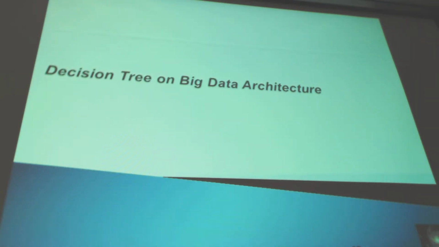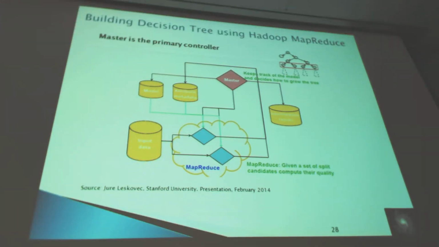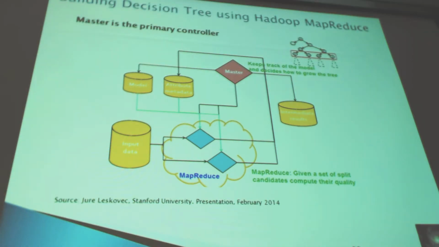Now, how can the decision tree be implemented in a big data architecture? You can use Hadoop MapReduce. You can trigger MapReduce jobs to build decision trees. There's a lot of research going on at Stanford, and this is an excerpt from a Stanford University presentation in 2014, around February.